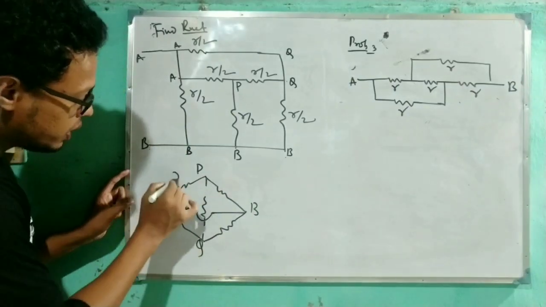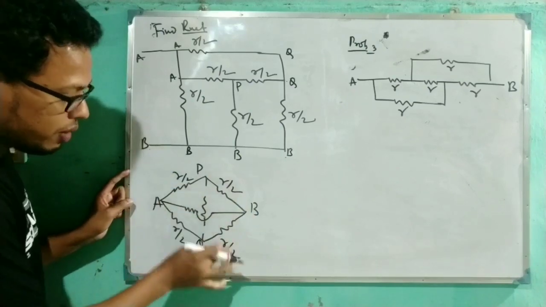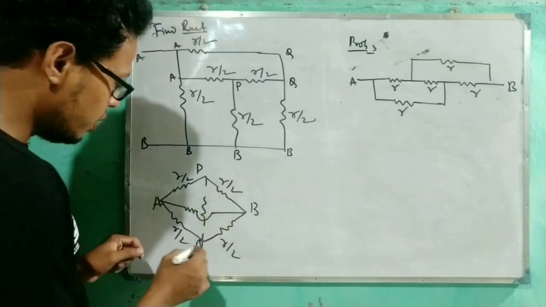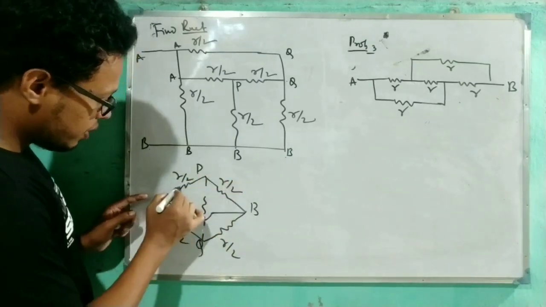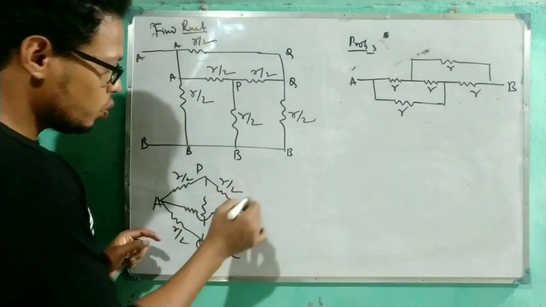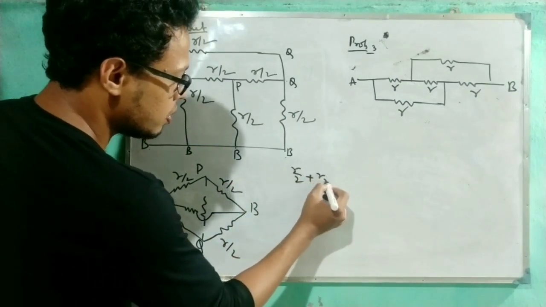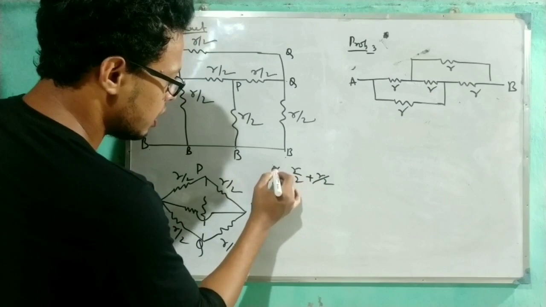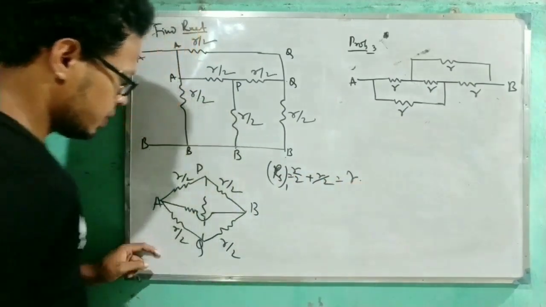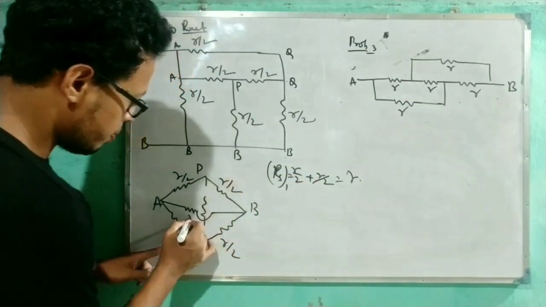Before that you have to check whether the ratios are the same or not. See, R by 2, R by 2, same. So we can consider this a Wheatstone based circuit. Now the equivalent will come: these R by 2 are in series, so the total resistance in series connection, R by 2 plus R by 2, will be R. And here this will also be R, and this is R by 2 also.